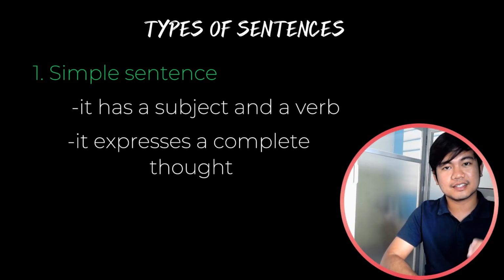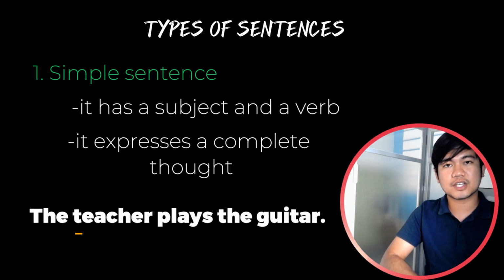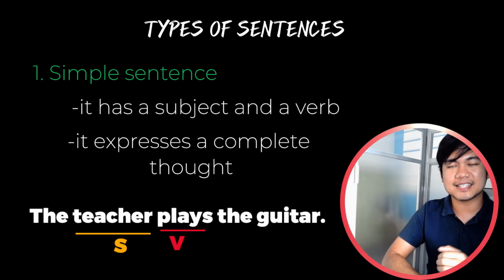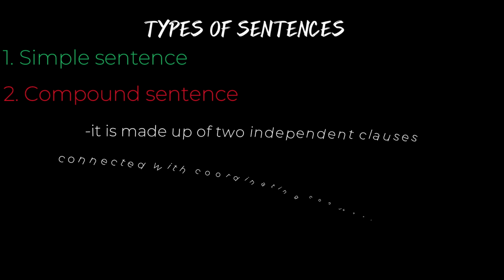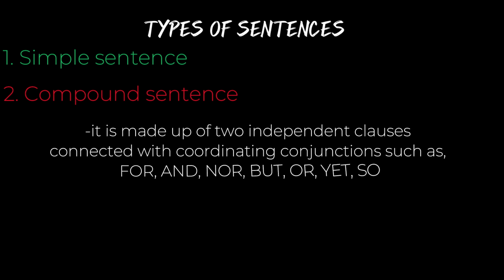For example, the teacher plays the guitar. The teacher is the subject, plays is the verb. And that expresses a complete thought, meaning it's understandable. Next, a compound sentence is made up of two independent clauses connected with coordinating conjunctions such as for, and, nor, but, or, yet, and so.